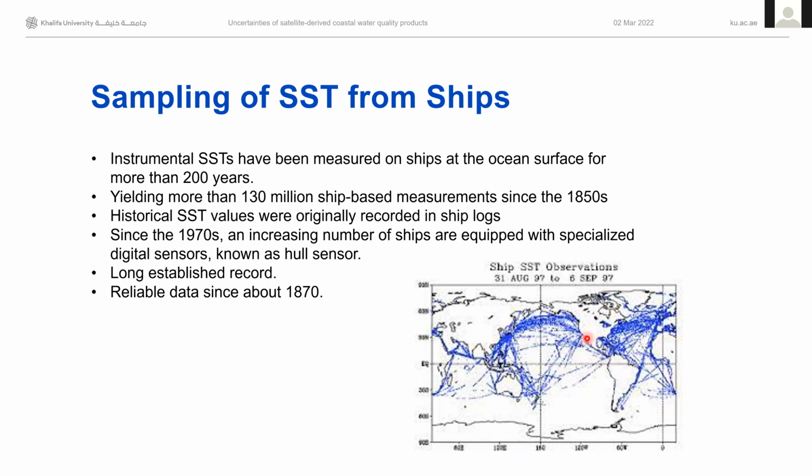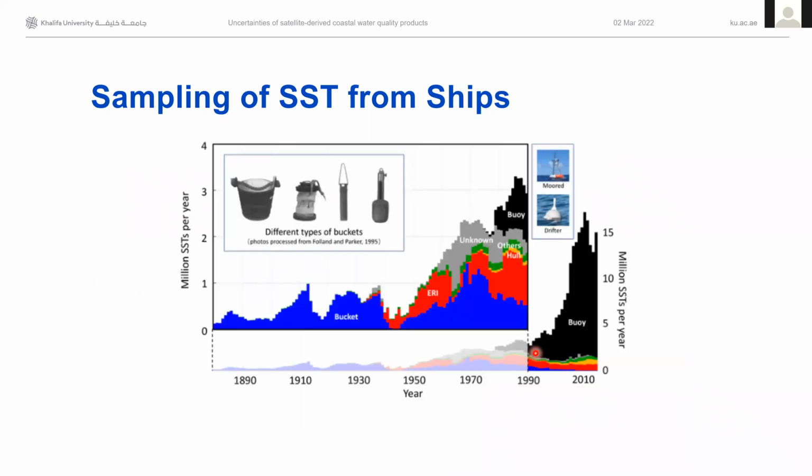But as you can see, most of the efforts were done in the coastal areas, and of course some transects to move from one side to the other side. And since the 1970s, we have an increasing number of ships with specialized digital sensors. And this has created really long-term and long-established records of the sea surface temperature.